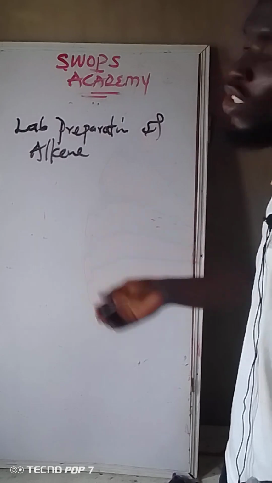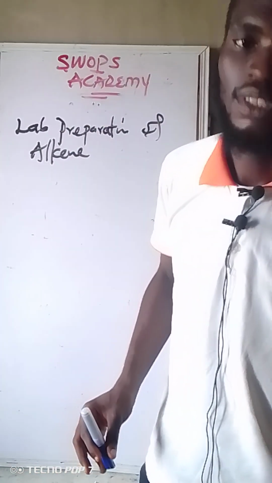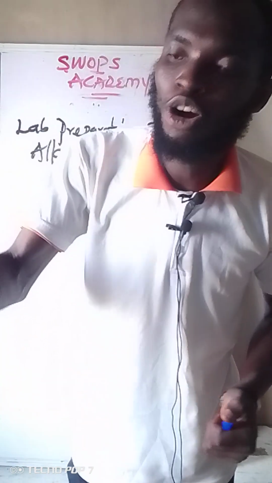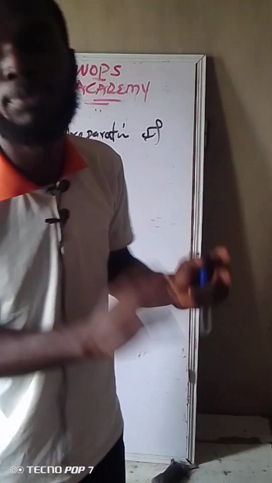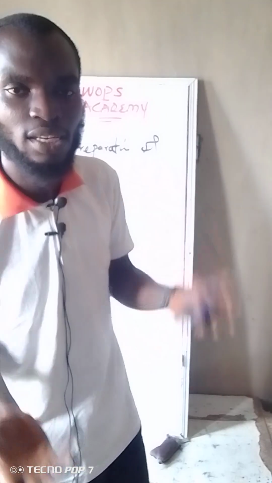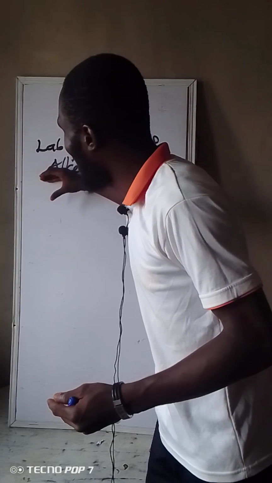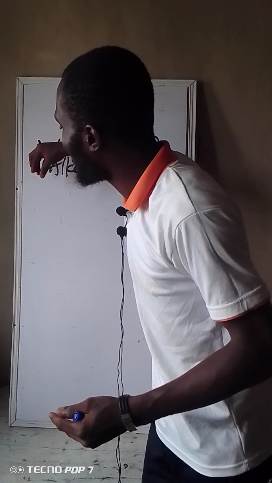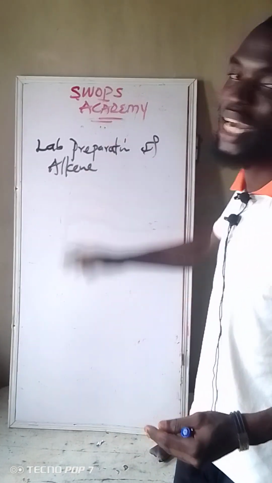The laboratory preparation of alkenes, they will ask you, what is the catalyst used in preparing alkenes? I will tell you the catalyst. Then number 2, what is the compound used in preparing alkenes? I will tell you that. Then number 3, at what temperature does this occur? I will tell you the temperature. These are the questions that they will likely ask you. Then, what are the products formed as a result of dehydrating the reactants? These are the questions they will likely ask you.